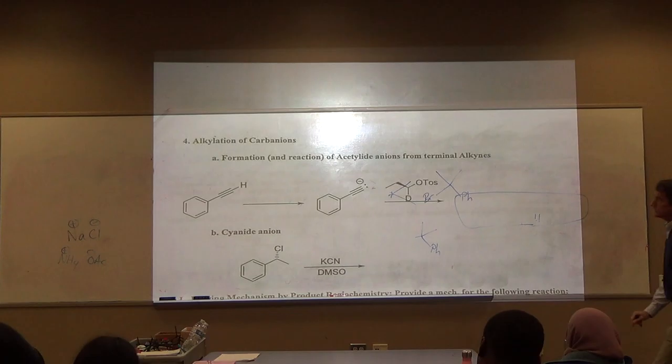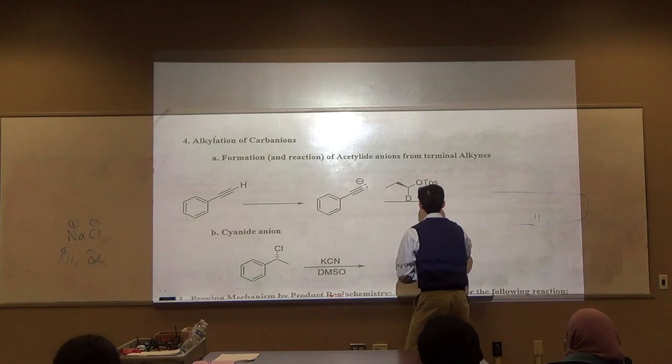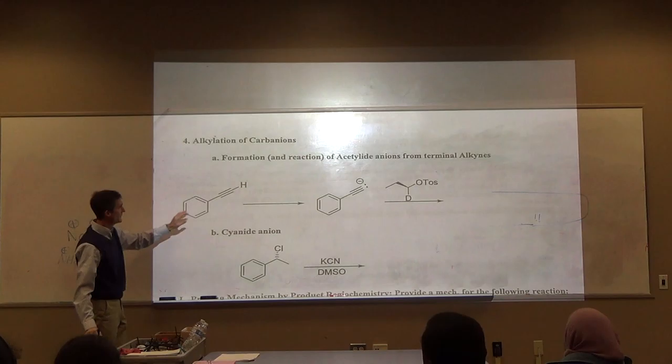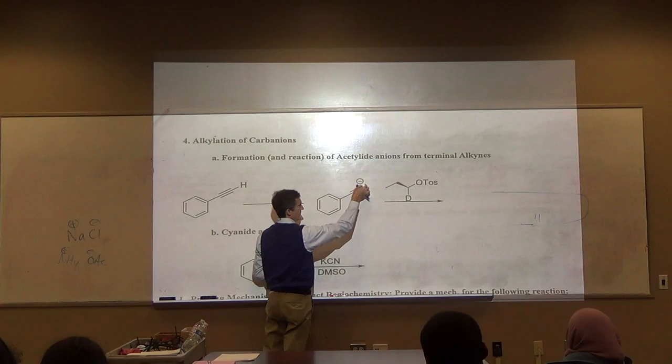Formation of acetylide anions from terminal alkynes. Is this a good nucleophile for an SN2? Obviously not. There's no lone pair anywhere. Can we convert this to a lone pair compound? Yes. If we deprotonate the terminal H, we can make the acetylide anion. And then this would be a good nucleophile. We've got a lone pair, it's an anion, strong nucleophile. What reagent would do this?